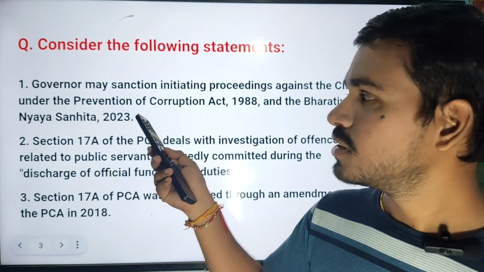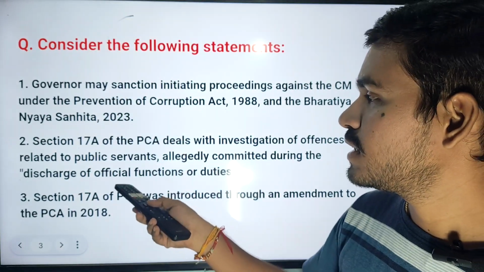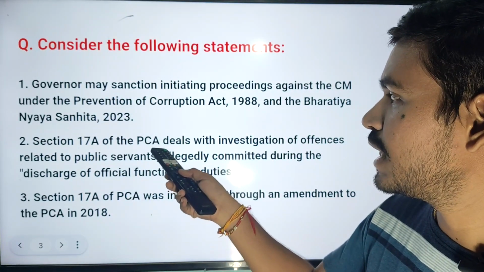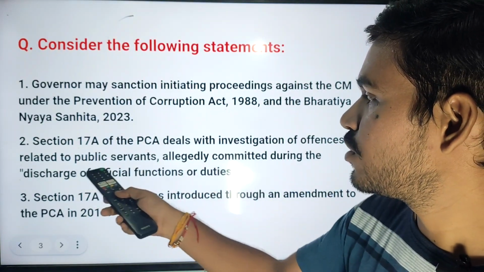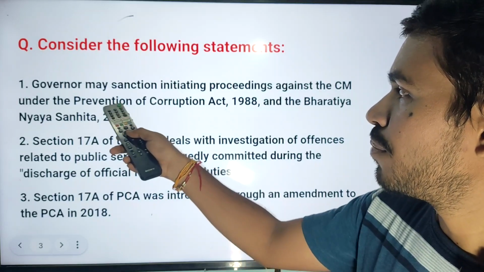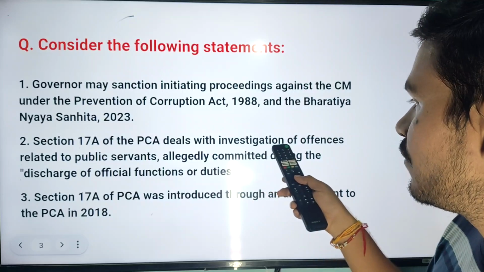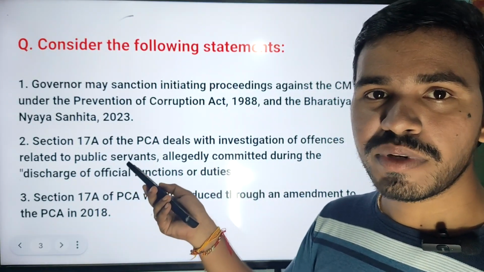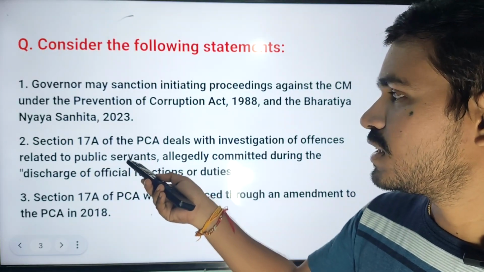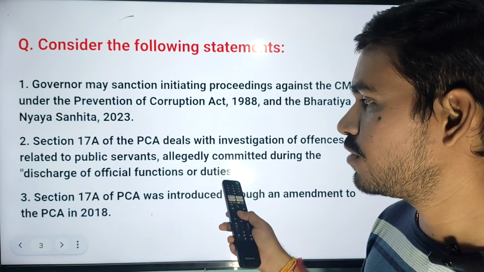Is it correct or wrong? This statement is correct. The Governor has that power. Second one is Section 17A of the PCA deals with the investigation of offences related to public servants. PCA means Prevention of Corruption Act. Public servant means government job holders, like that. So, this is also a correct statement, allegedly committed during the discharge of official functions or duties.